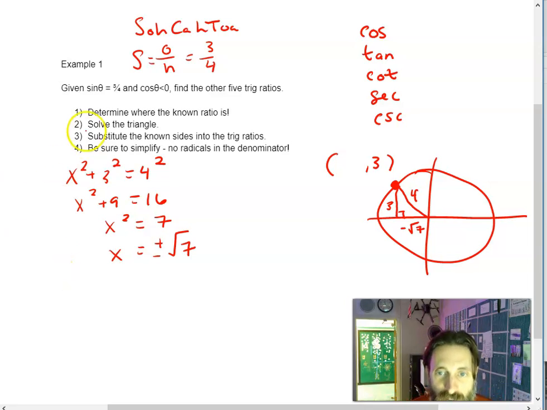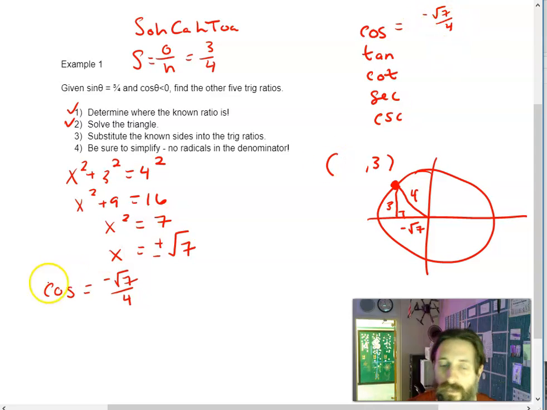Okay, I know where my ratios are. I solved my triangle. Substitute the known sides into the trig ratios. Great, so here's my trig ratios. Be sure to simplify, no radicals in the denominator. So for example, cosine is adjacent over hypotenuse. So that would be negative square root of 7 over 4. That looks simplified. I can write that up here. Negative square root of 7 over 4.